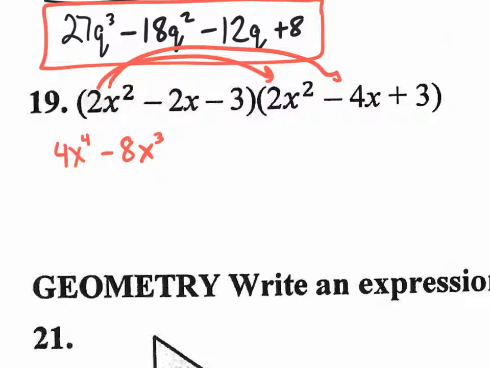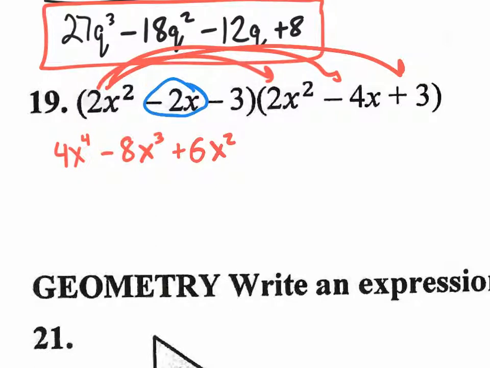And then we move on to 2x squared times 3. What's that? 6x to the 2nd. That's right. Let's move on to the middle term, and the middle term I'm going to do in blue. Negative 2x times 2x squared. What do I get? Negative 4x to the 3rd.